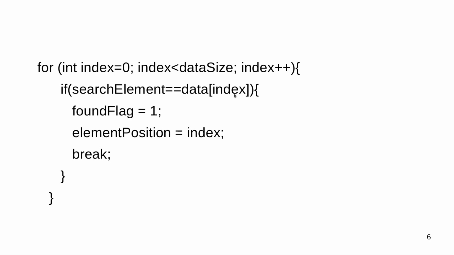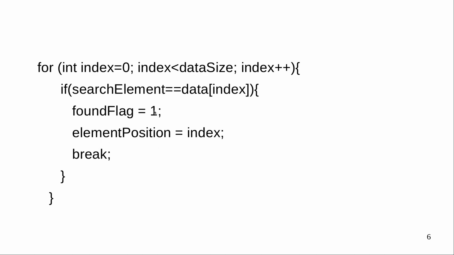If that match is found, what do we do there? We change the found flag. Found flag was initially 0, we are going to change that to 1, and we actually have found the position in which the element is kept. So we'll update the element position. It was -1 earlier, but now we will change it to index, and after that we'll break. Break means we'll go out of this particular for loop, because the search is over.